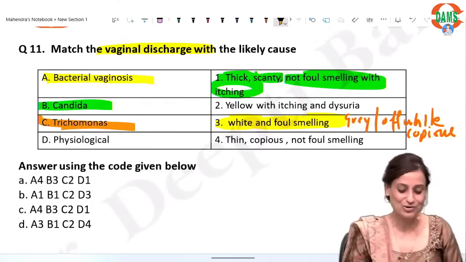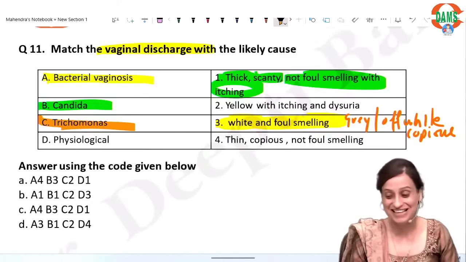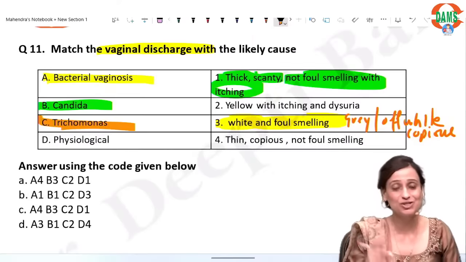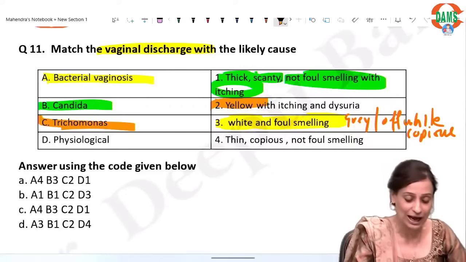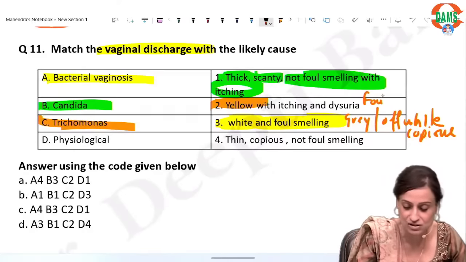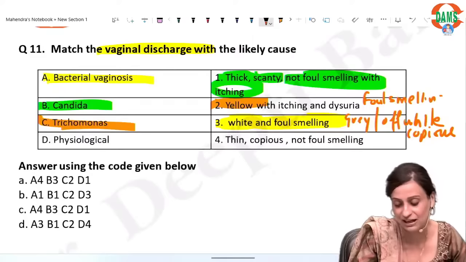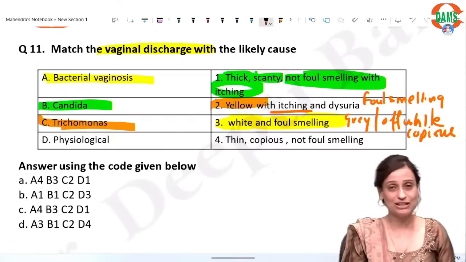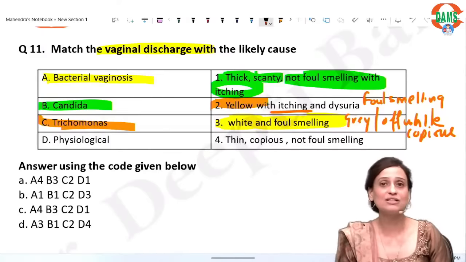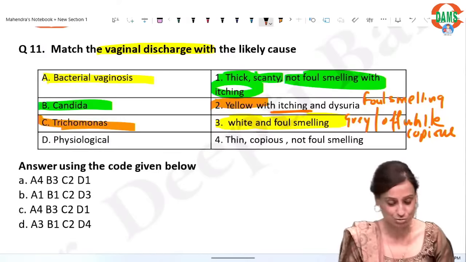Okay. Trichomonas. So trichomonas is easy. You all remember green discharge, but do you remember yellow? So yes, please remember it is yellow and it is again foul smelling. It has to be foul smelling with trichomonas. It is also or may be associated with itching, dysuria, dyspareunia. Okay, so trichomonas.